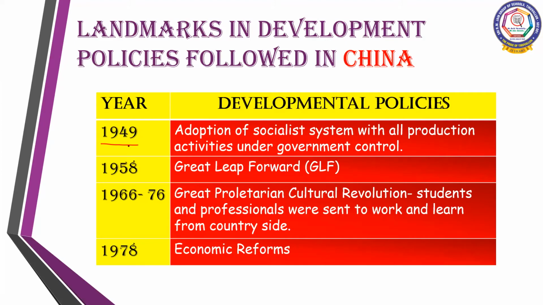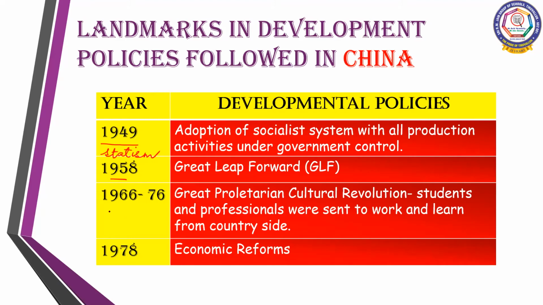This model of economic growth adopted by China is known as statism, which means the state has a major role in directing the economy. In other words, ownership of all resources is vested with the state. In 1958, the Great Leap Forward campaign was launched. It aimed at the industrialization of the country on a large scale.